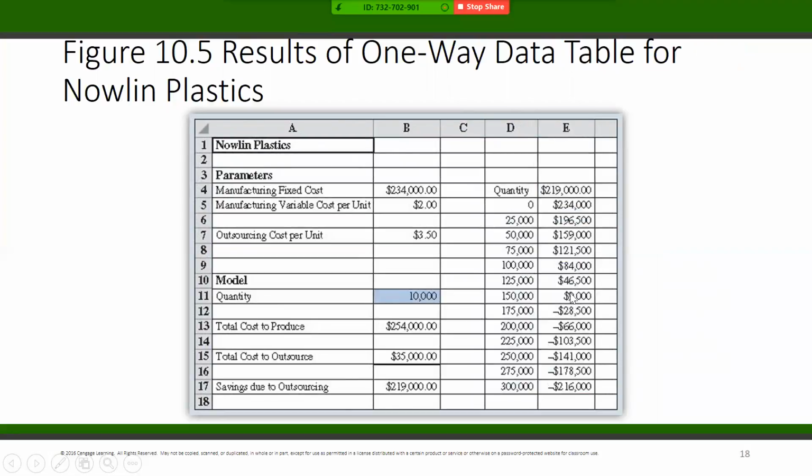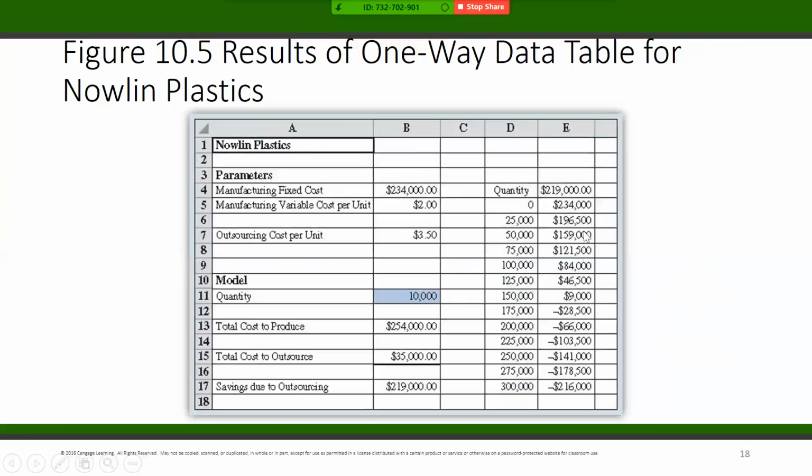Because we've told it what to do, in figure 10.5 the table is populated with the values of savings due to outsourcing for each value of the quantity of Vipers in our table. So we set the quantity to 0, plug in 0, and it gives us a savings of 234,000. Plug in 25,000, and it gives us a savings of 196,500.